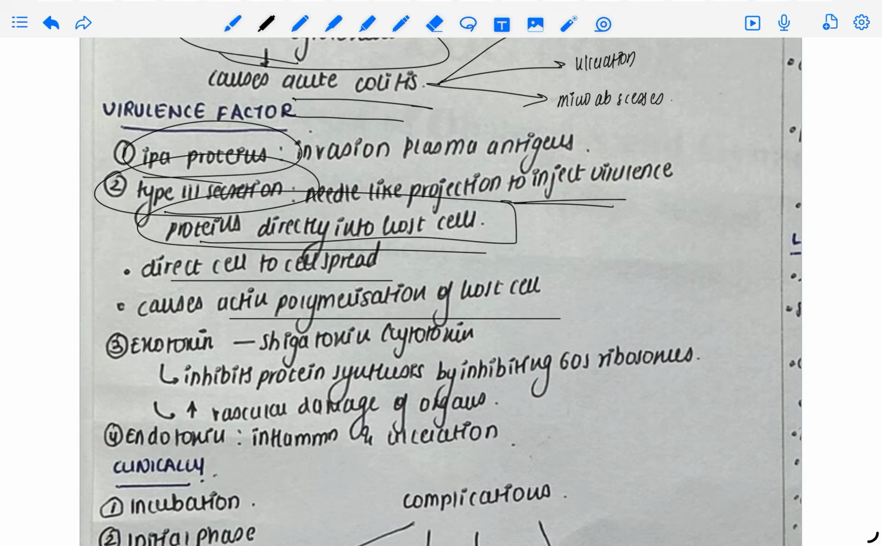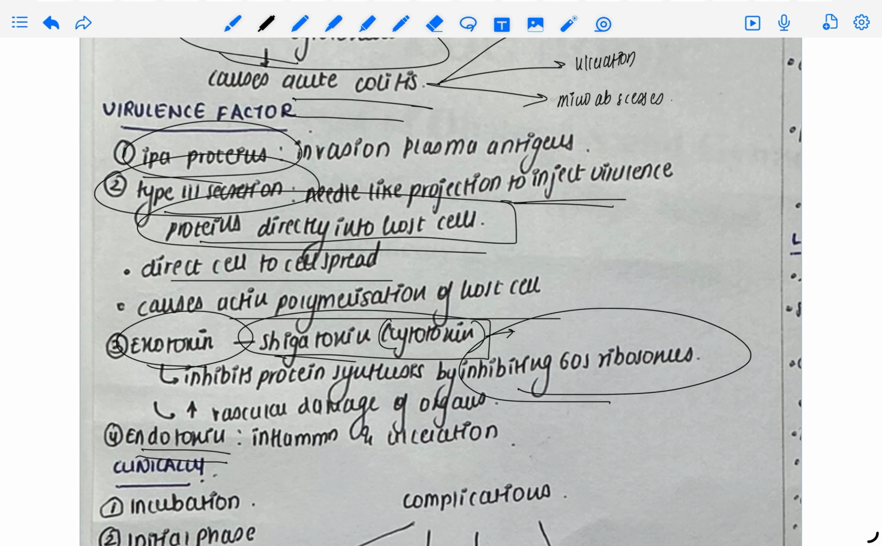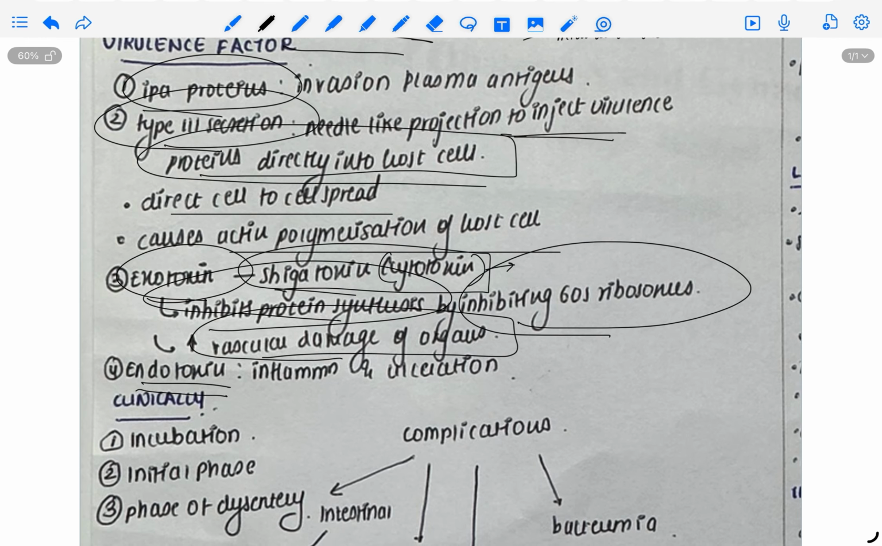There are 2 other major virulence factors that are present. One is the exotoxin and one is the endotoxin. The exotoxin that is released by Shigella is known as Shiga toxin, which is also a cytotoxin, which damages the cells. That's why it is called a cytotoxin. How does it cause cell disruption? It inhibits the 60S ribosomes in the cell, which inhibits protein synthesis, and it causes vascular damage of the organ. This is how it affects the cell.